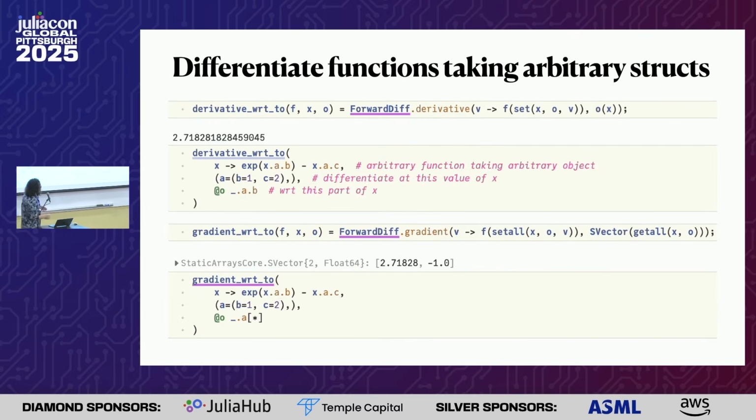You can use it in differentiation. Everything in Accessors is type stable, performant, and a lot of effort is paid to that. So the top line is the implementation if you want to find the derivative of some arbitrary function taking an arbitrary object at some value of its object. And this is a usage example. This is just your regular Julia function. The next line is the input object you want to differentiate in. And the third line is with respect to what part of this object you want to differentiate.